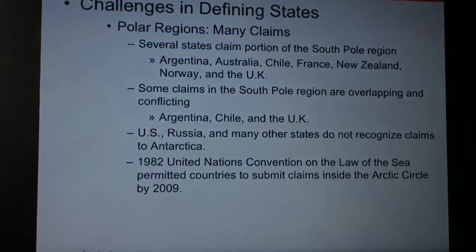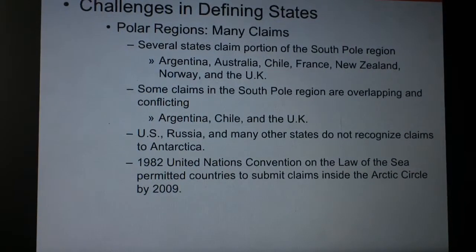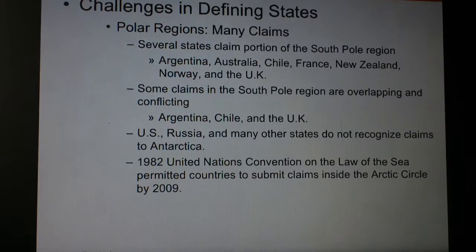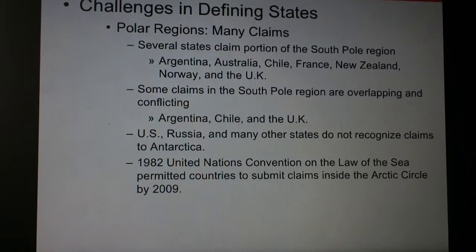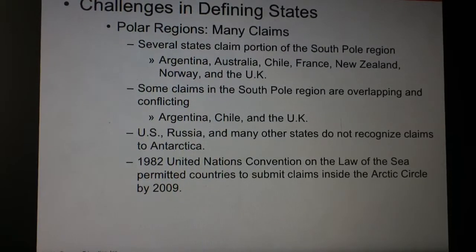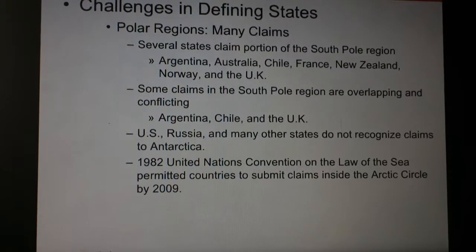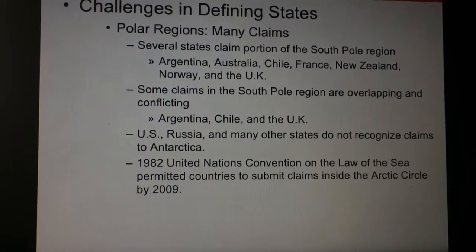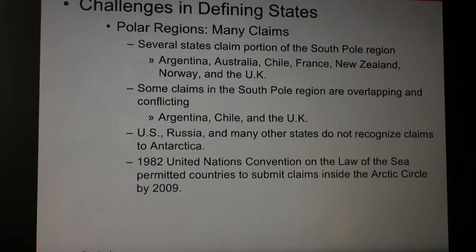Okay, then here's another challenge. Polar regions. Who gets polar regions? Who wants them? Several states claim portions of the South Pole. For example, Argentina, Australia, Chile, France, New Zealand, Norway, and the UK. Some claims in the South Pole region are overlapping and conflicting. Argentina, Chile, and the UK have overlapping and conflicting claims. The U.S. and Russia and many other states do not recognize claims to Antarctica.